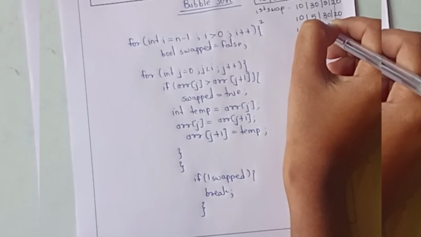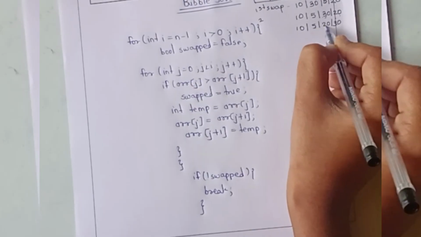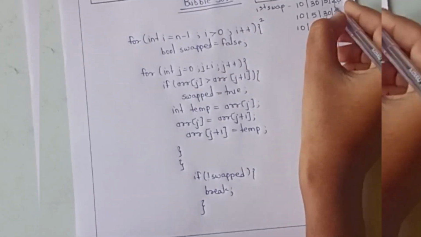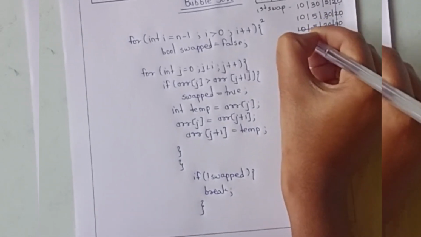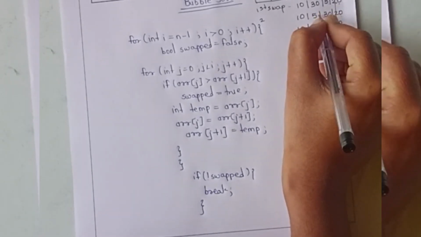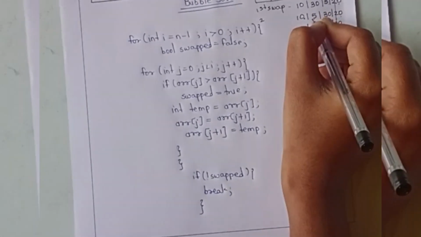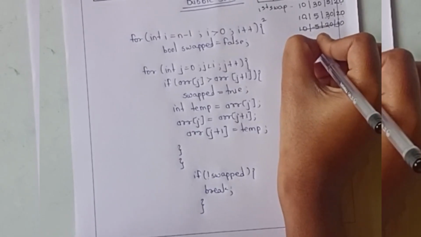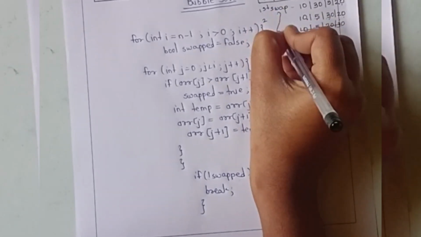Then in the next swap, it will be seeing if this 5 is greater than 20. Of course it is not, we have seen it here. So in this case, it will not be doing 20, 30, but it will be checking the condition if the 5 is smaller than 10 or greater than 10. So it is smaller than 10. So it will swap this: 5, 10, 30, 20. So this is our first pass.